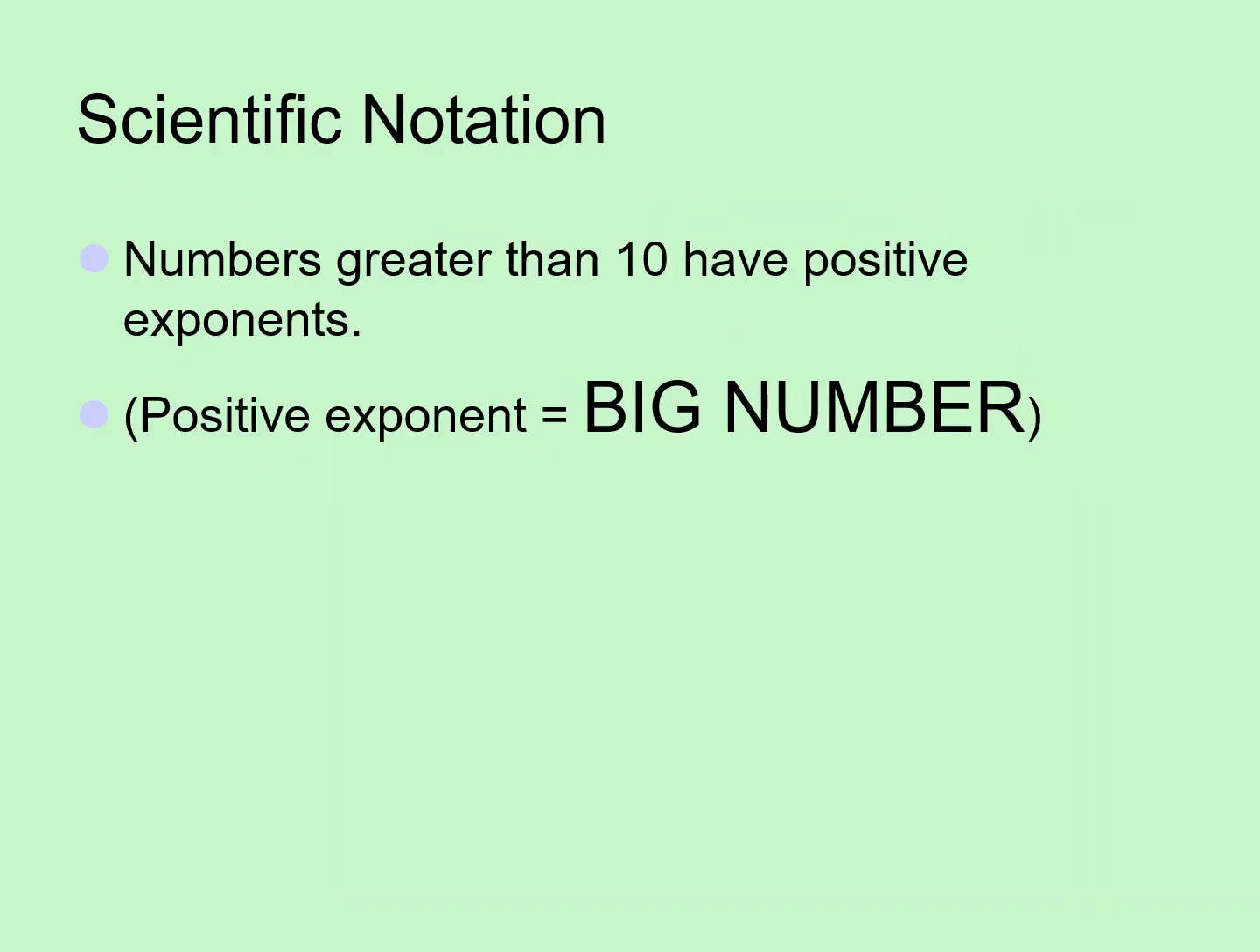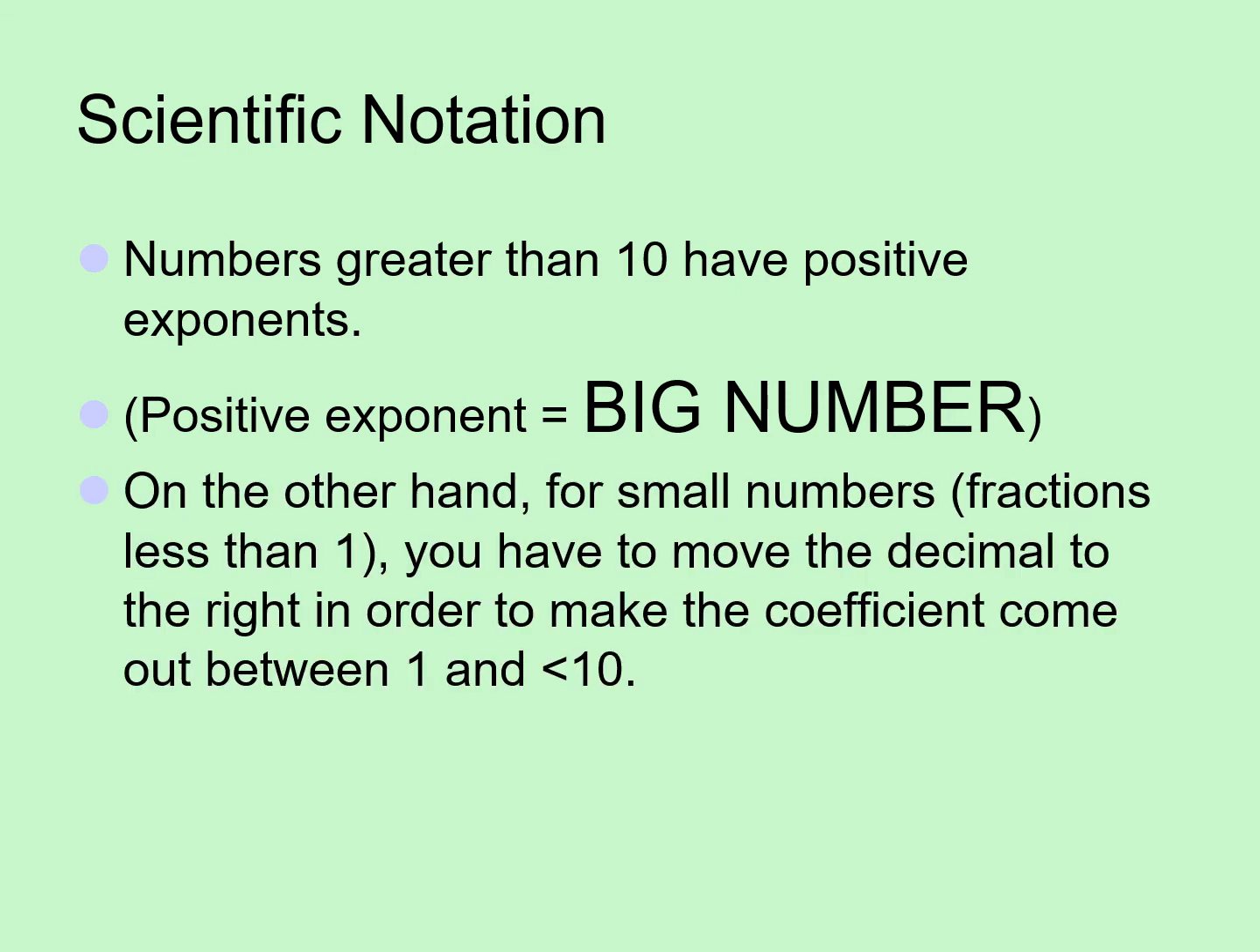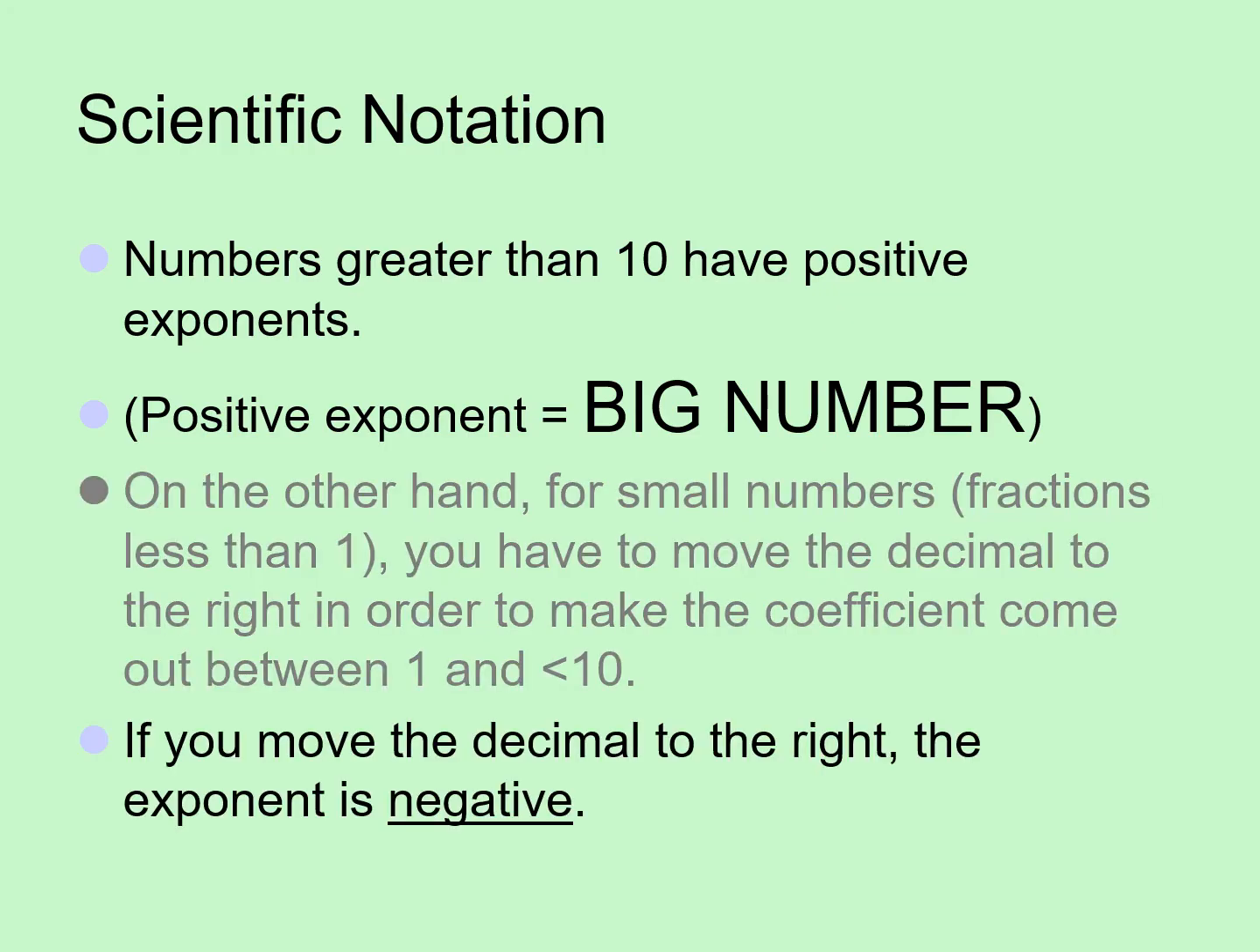Numbers greater than 10 will always have positive exponents. But as we've seen in earlier examples, you can also have negative exponents. If you have a small number, a decimal number, a fraction less than 1, you have to move the decimal to the right in order to get that coefficient to come out between 1 and just under 10. If you move the decimal to the right, then your exponent will be negative.